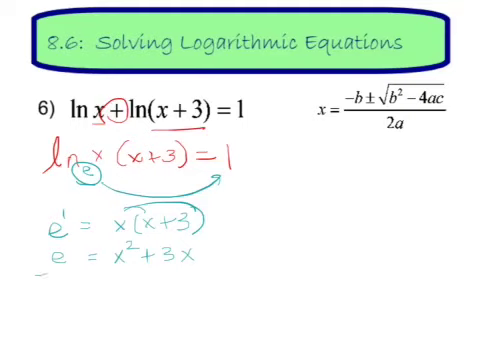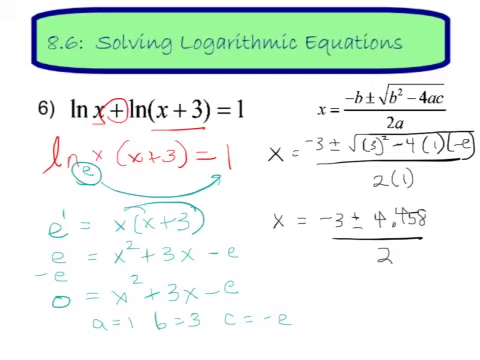And this is a quadratic function, so I need to get it ready to use my quadratic formula. And here a is going to be 1, b is 3, and for c I have to use negative e. So when I plug it into my quadratic formula, it will look like this. So I've plugged it into my quadratic formula, and I have simplified that square root of the discriminant, the b squared minus 4ac, and I get it down to this point.